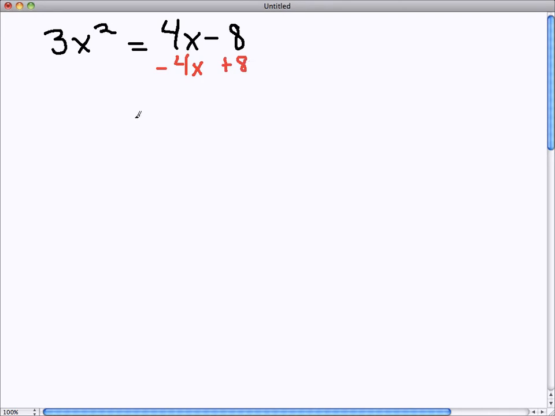Opposite of the variables and numbers that are on the right hand side. Usually we really want that number with the x squared to be positive, so I'm not going to move that. When I move everything over, I don't have any like terms. Remember, I cannot combine the x with the x squared because they're not like terms.